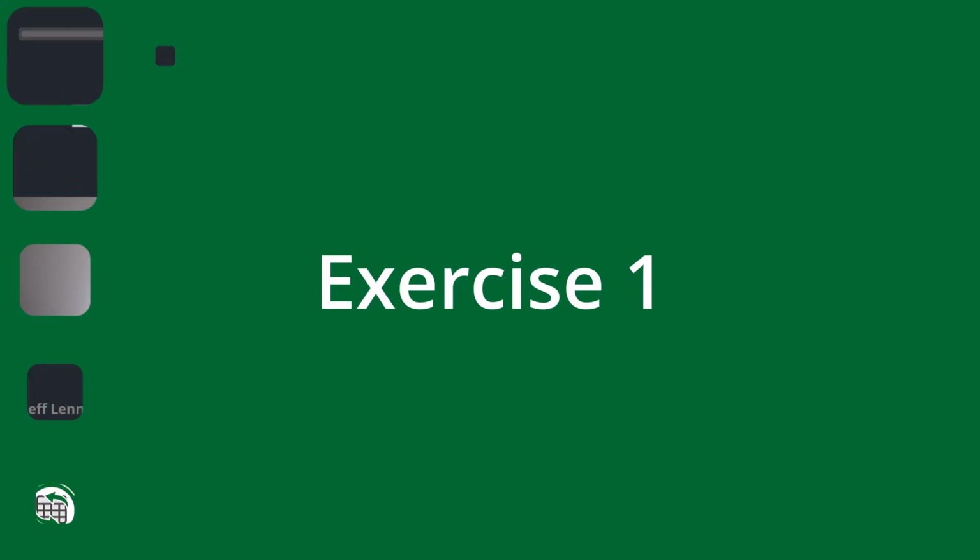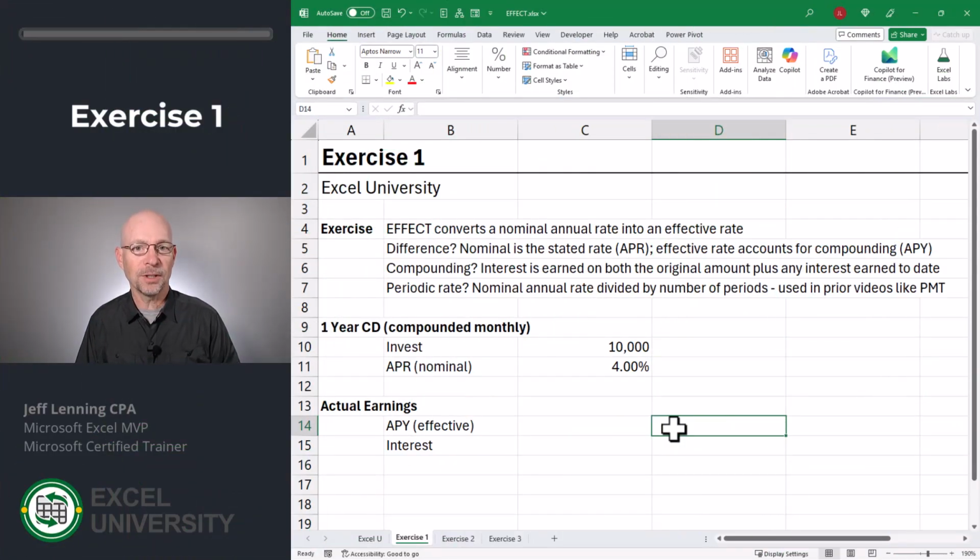Exercise 1. The effect function converts a nominal annual interest rate to an effective annual interest rate. So what's the difference? The nominal rate is the stated interest rate, often referred to as the APR. The effective rate, on the other hand, actually accounts for compounding. This is often referred to as the APY, or annual percentage yield.